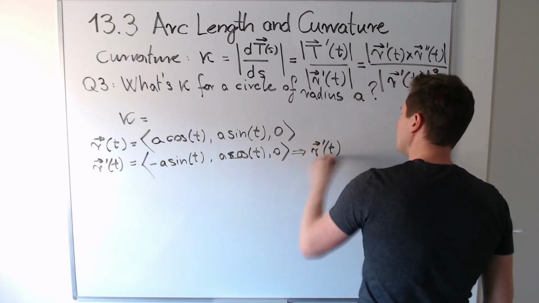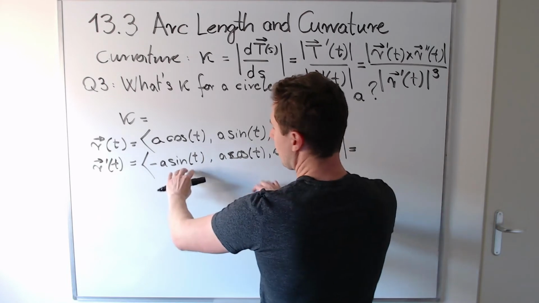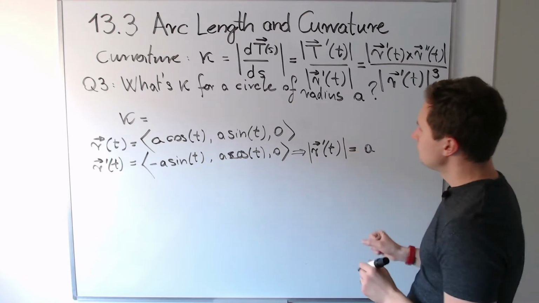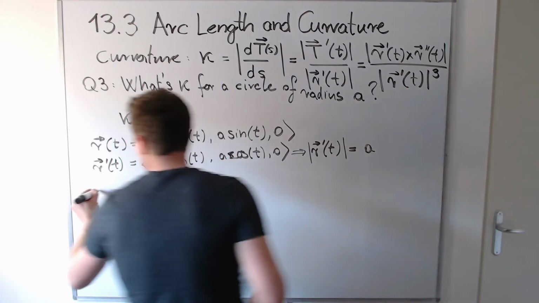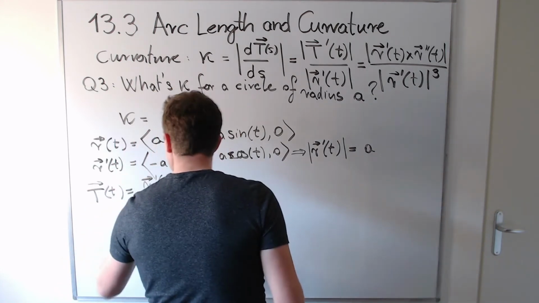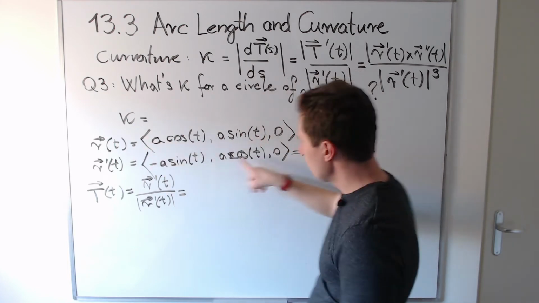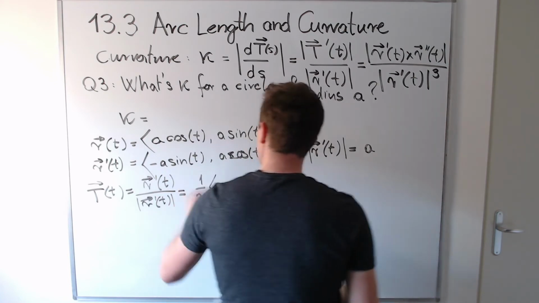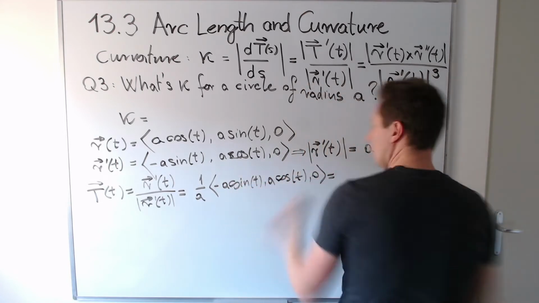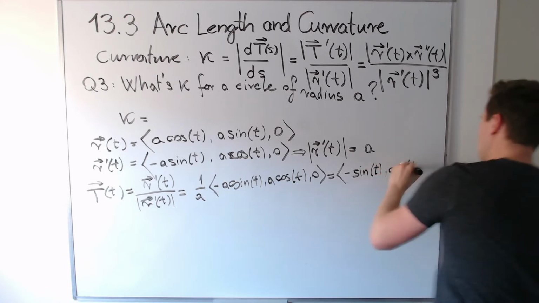which in this case is going to be fairly simple, as all you have to do is just take the square root of the squared sum of the components. But again, we can use the famous trigonometric identity that sine squared plus cosine squared gives you 1. So all you get is a. Okay, so when you look at the definition of the unit tangent vector, that was just this derivative vector divided by its length. So that's just 1 over a times minus a times sine of t, a times cosine of t, and 0. So multiplying by a gives you minus the sine of t, cosine of t, and 0 for the components.